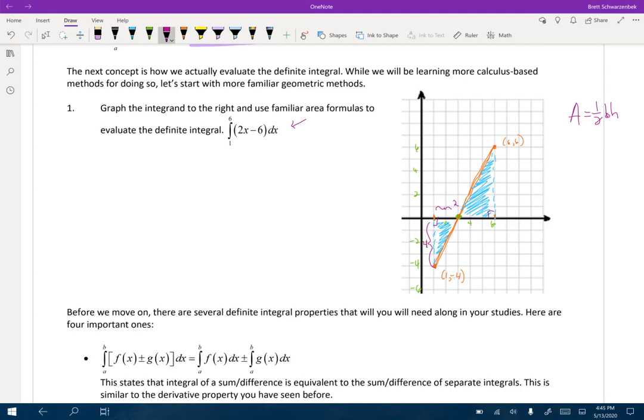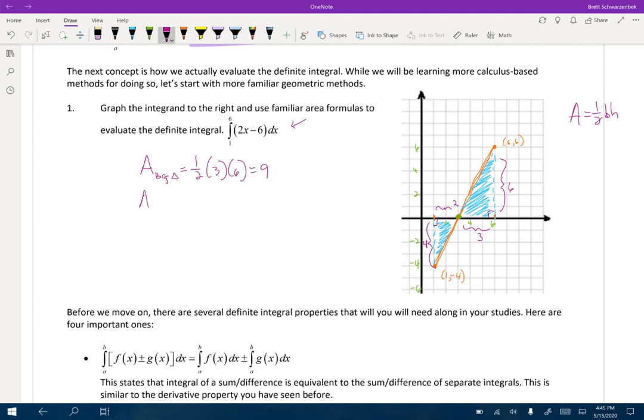Okay. We know that this is 6. And we know that this is 3. Okay. So what does that look like? So the area of the big triangle is equal to 1/2 base 3 height 6. So what do we get? We get 9 if we multiply that out.